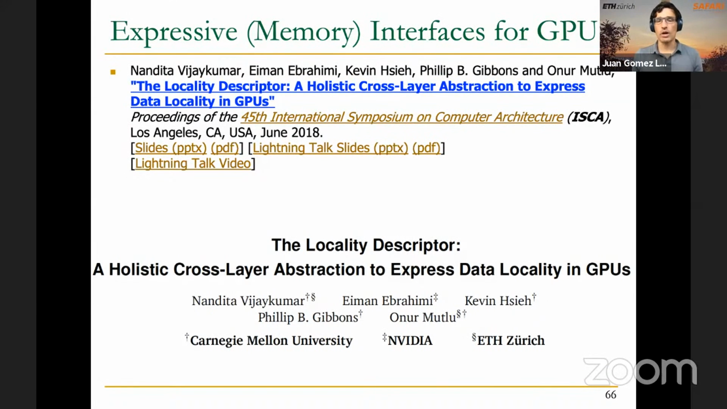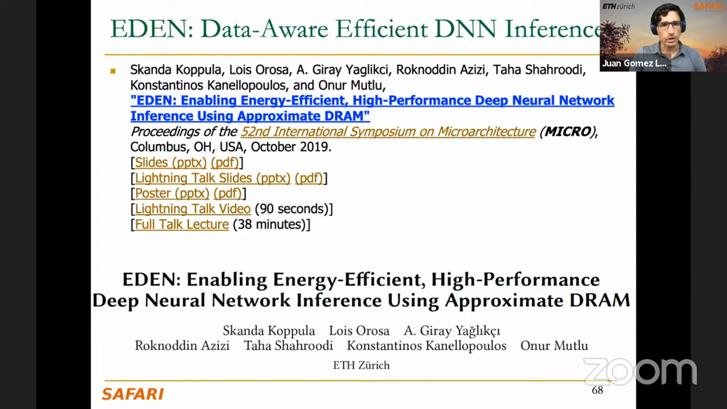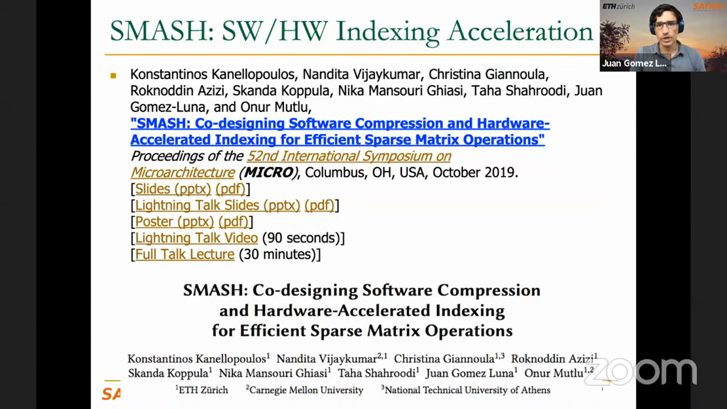So providing the programmer with the ability of defining what's optimal for the memory access that the workload needs to carry out, that's definitely going to be very beneficial in terms of performance and energy efficiency. And you can see in these slides more examples, for example, for heterogeneous memories with different levels of reliability. You can also read this approach to deep neural inference using approximate DRAM, Eden, which was presented in Micro 2019, or Smash, which is also a very nice example of hardware-software co-design to accelerate sparse matrix computations on CPUs.